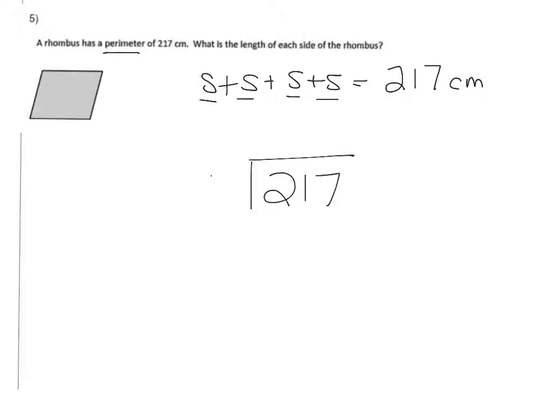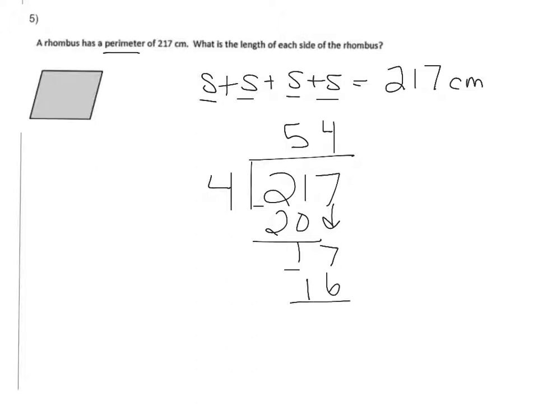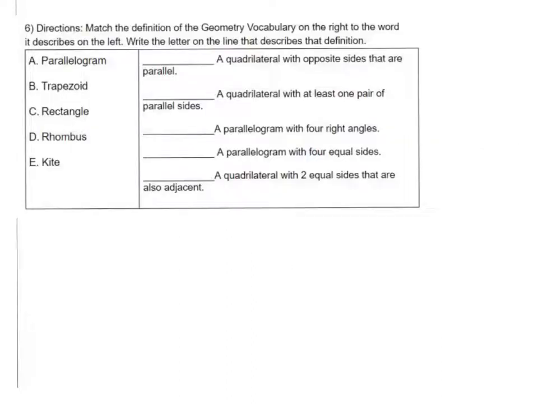We're going to take 217 and divide by 4. So 4 doesn't go into 2, but it does go into 21 5 times, because 5 times 4 is 20, subtracting it 1. 1 is less than 4, so we're going to bring down the 7. 4 goes into 17 how many times? 4 times, because 4 times 4 is 16. 17 minus 16 is 1. So we're going to make this into a fraction rather than keep going as a decimal. So 54 and 1/4 centimeters is going to be each side of my rhombus, and that's the correct answer.